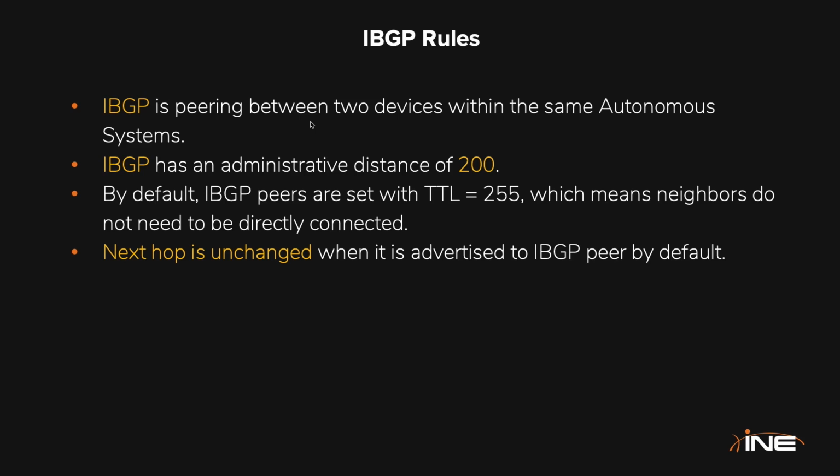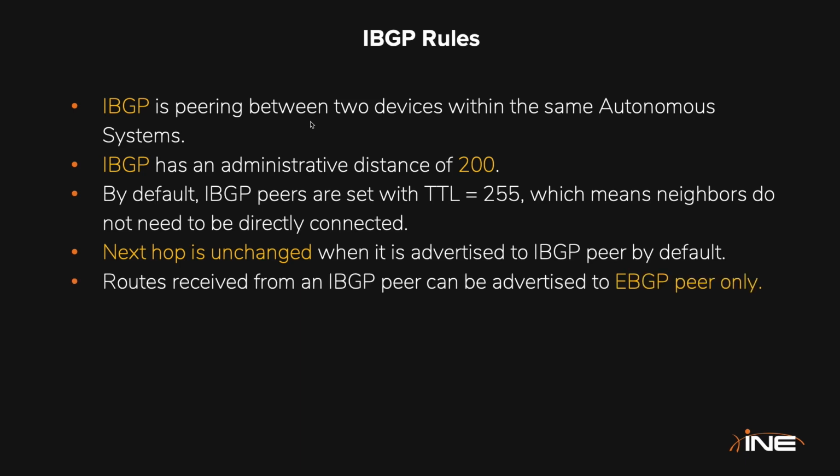The next hop does not change when you advertise a route to an iBGP neighbor. So if I receive a route from an eBGP neighbor and I give the route to my neighbor who is an iBGP neighbor, I would not change the next hop. I would keep the next hop unchanged.